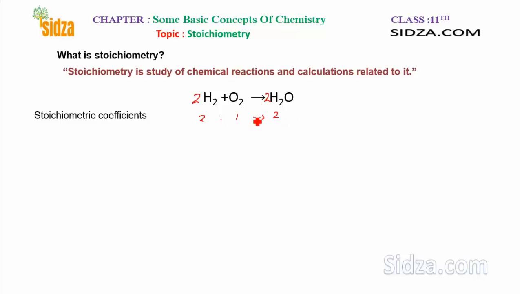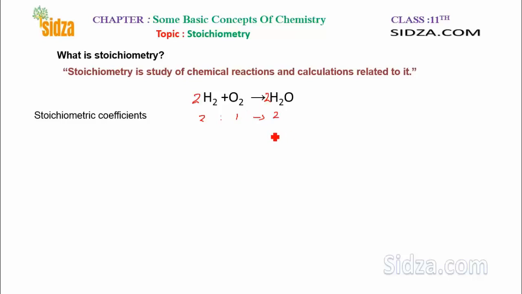What is stoichiometry? And what information do we get from this stoichiometry? Stoichiometry is the study of chemical reactions and the quantitative calculations related to it. So from this balanced equation, we actually got the ratio in which the reactants react and the ratio of the products also.